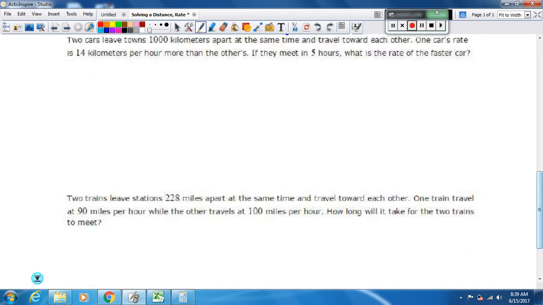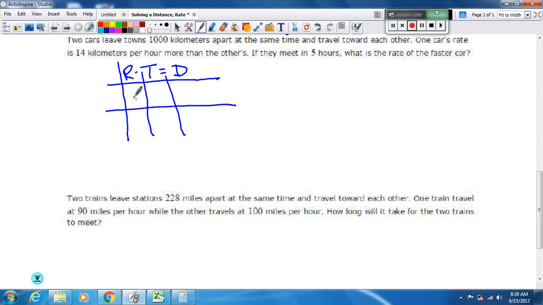Okay, the next one. Rate times time equals distance. You've got your extra little column. Okay, 2 cars. So we have car 1 and car 2. Leave town 1,000 kilometers. The distance is 1,000. Apart at the same time. Same means it's the same, but we don't know how long it was, so we'll call those x. And travel toward each other.